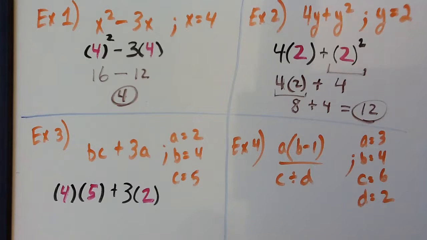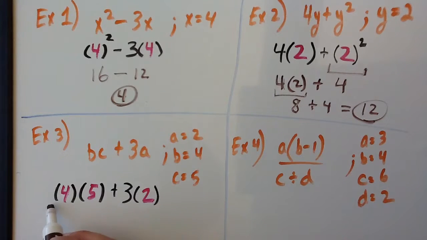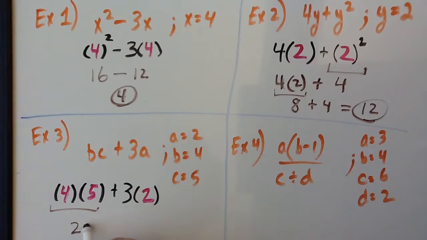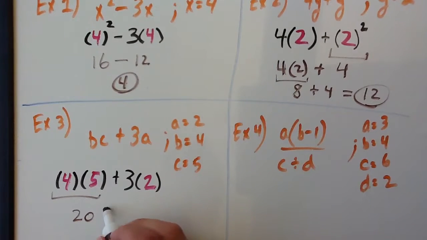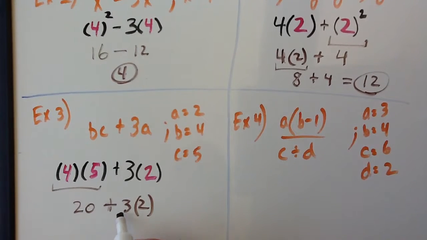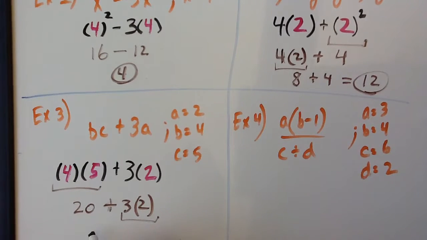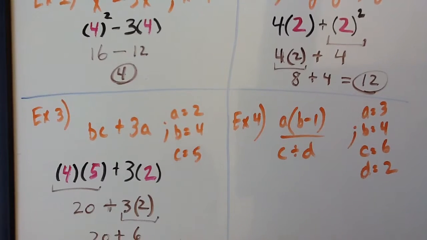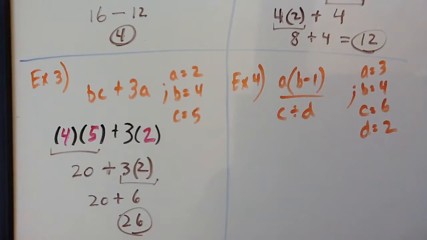Finally, evaluate by following order of operations. I have multiplication, right? 4 times 5 is 20, plus 3 times 2. I still need to do multiplication. 3 times 2 is 6, so I have 20 plus 6, which is equal to 26. 26 being the value of that expression given these values.